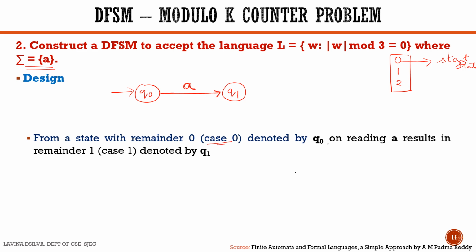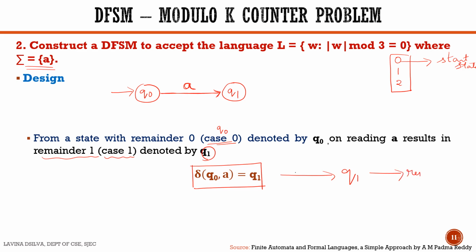From case 0, which was denoted as Q naught, we go to remainder 1. That is case 1, which is denoted by Q1. And the transition goes like this. On state Q naught, if we give a, we go to Q1 state. So this Q1 state is for all those strings whose remainder value is 1. Okay. Now since this is also the final state, I will depict it like this.